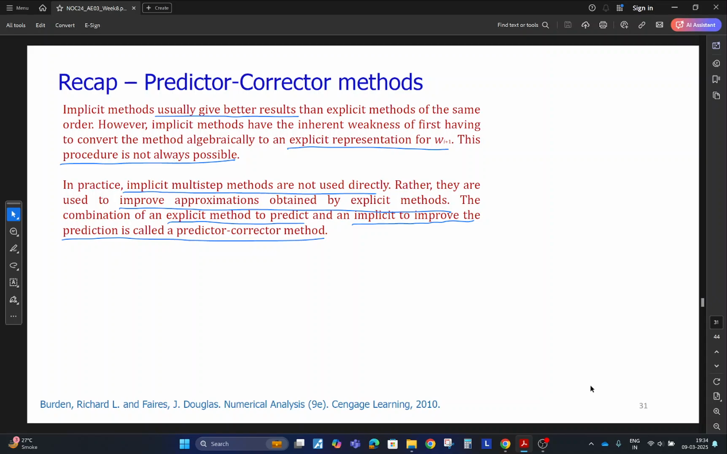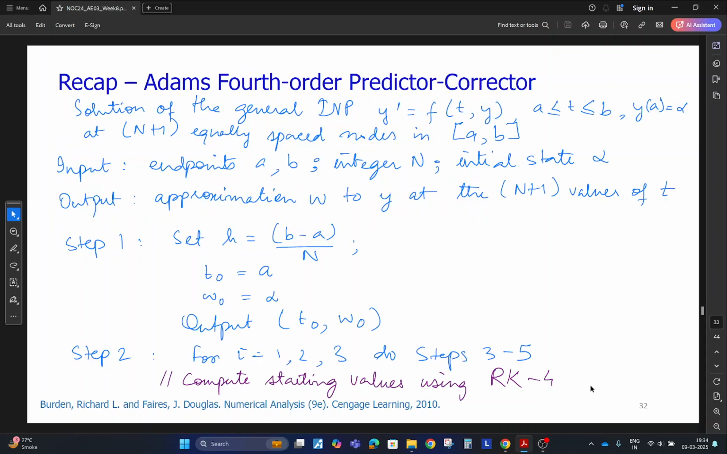In practice, therefore, the implicit multi-step methods are not used directly. Rather, they are used to improve approximations obtained by other explicit methods. The combination of an explicit method to predict and an implicit method to improve or correct a prediction is called a predictor-corrector method. And here we have the pseudocode for an Adams fourth order predictor-corrector method, which combines the good features of both of these methods.